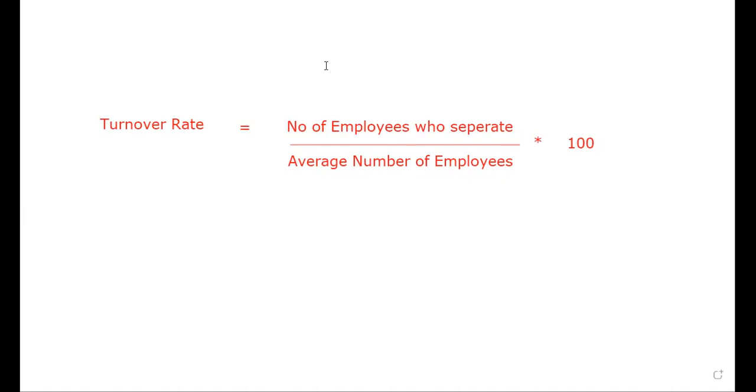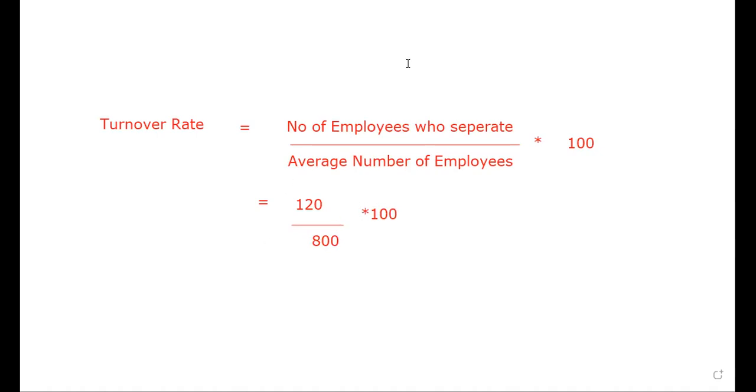What is the answer for those who have attempted it? 15%. Is it 15? It's 15. Let's all confirm that we agree with that. Yes, so it's 15%. And how did we get that? It's 120 divided by the average, which is 800, and then we multiply by 100. So that should give us 15.